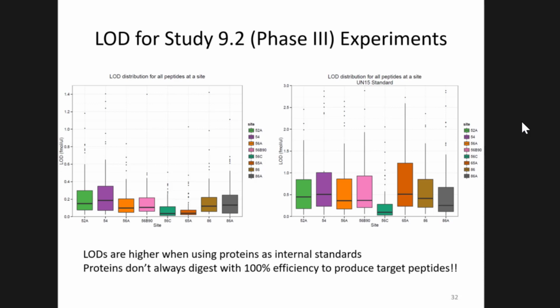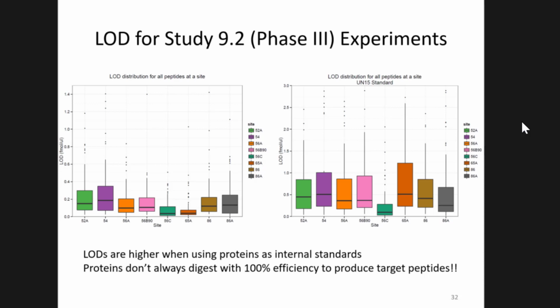This was a new user that hadn't really done nanoflow before, and a lot of these, 1, 2, 3, were all the same model instruments, just different individuals ran them. So different instruments, same model. But you can see the effect is more than just instrument, it's also capability. So that's LOD normalized to the C13N15 internal standard peptide.